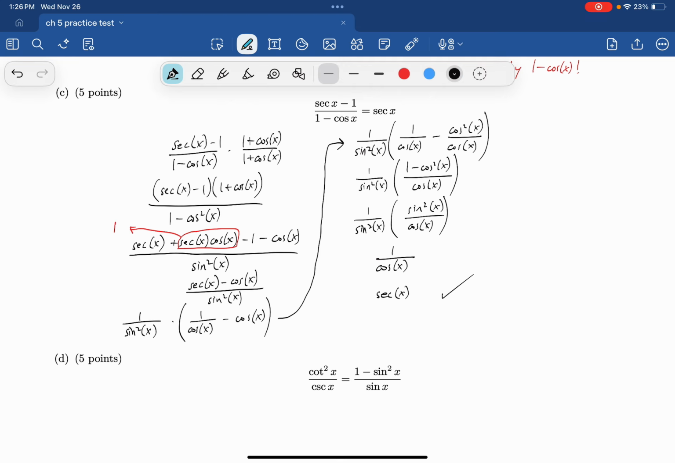All right, so that was pretty tricky. I would say the major steps were to first multiply by the conjugate, and then second was to change everything to cosines here. Okay.